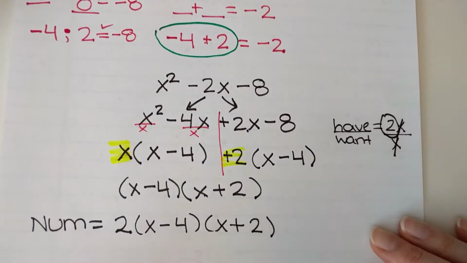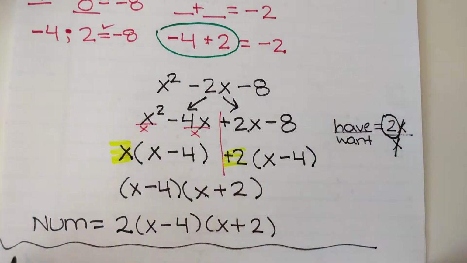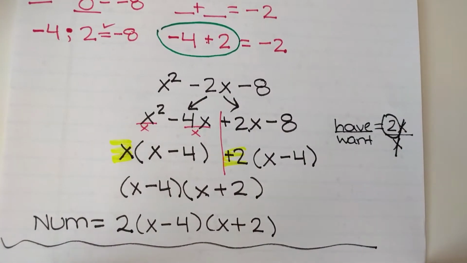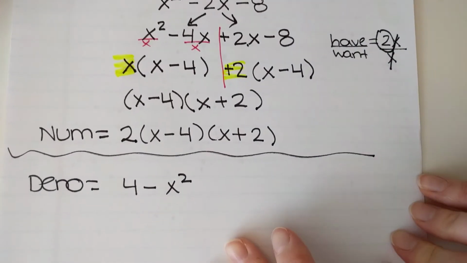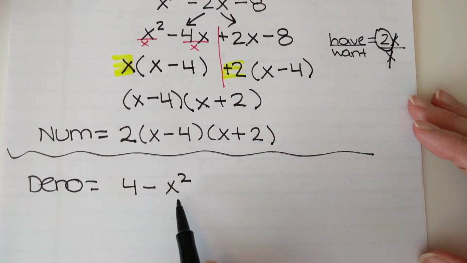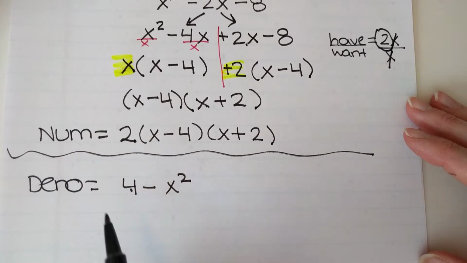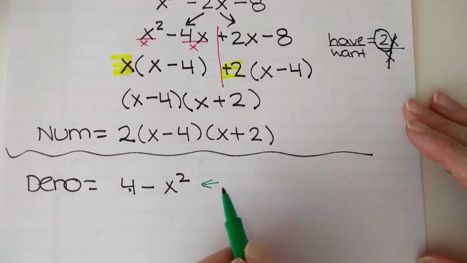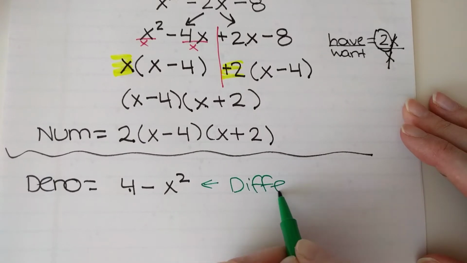Now, of course, we also have to look at the denominator. So when we look at the denominator, we see that that is 4 minus x squared. And you'll notice that this is just 2 terms. We have a perfect square in 4, a perfect square in x squared. So that means that we have a difference of 2 squares.